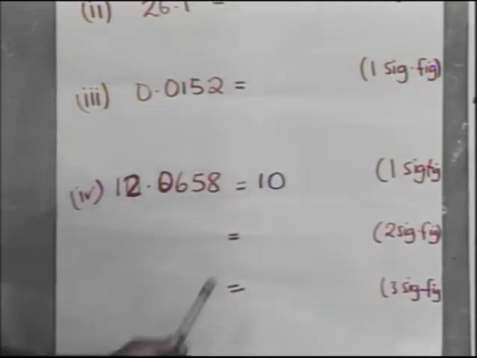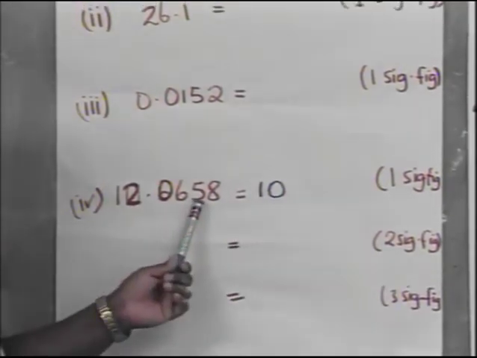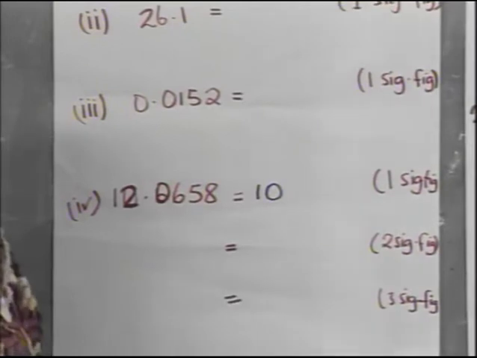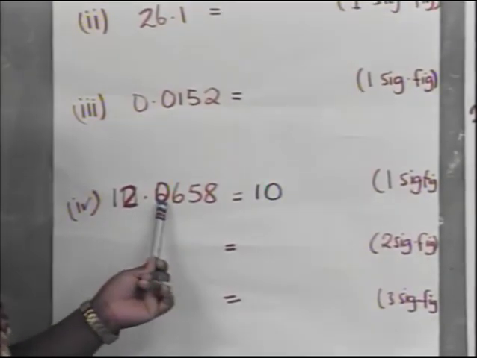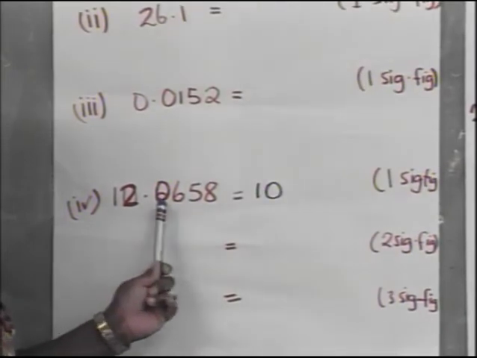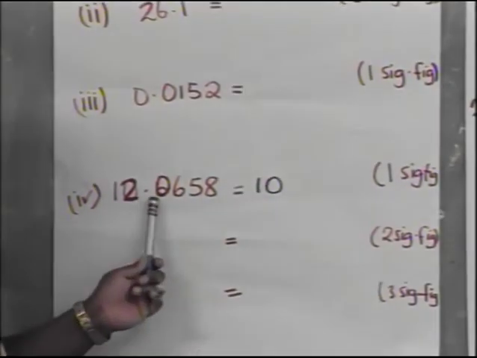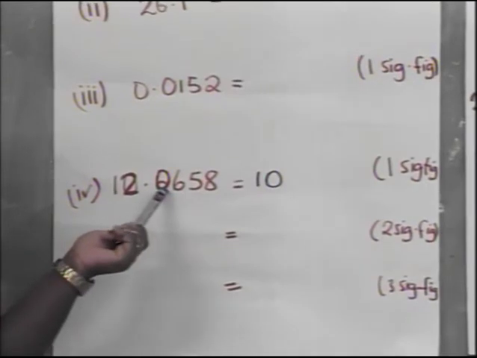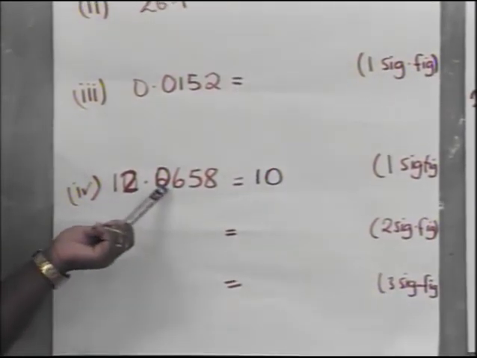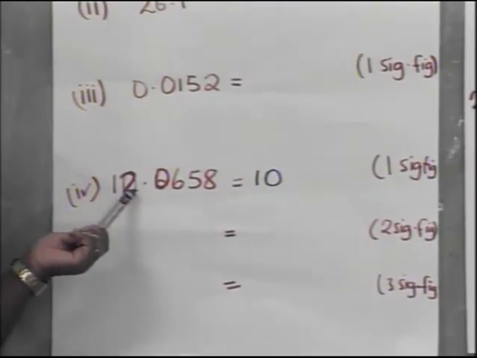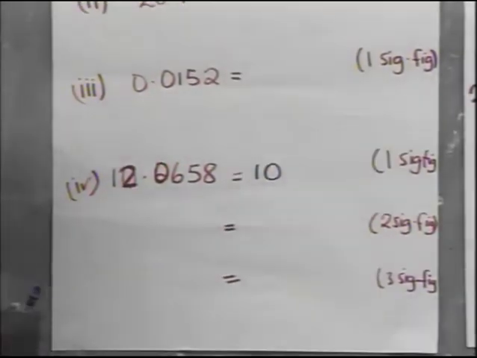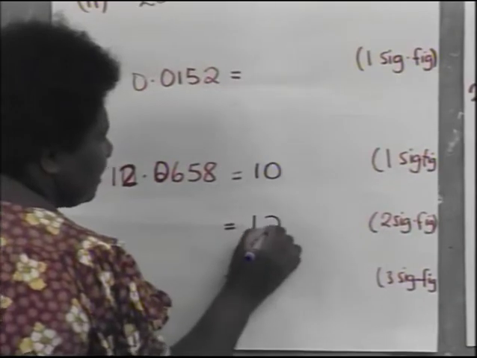Okay, this one, 12.0658 to two significant figures. I will now have to look at the third number in the number. The third digit in the number, I should say. The third digit here is 0. Since 0 is less than 5, I do not increase this number by 1. I leave it, so to two significant figures, this number is 12.